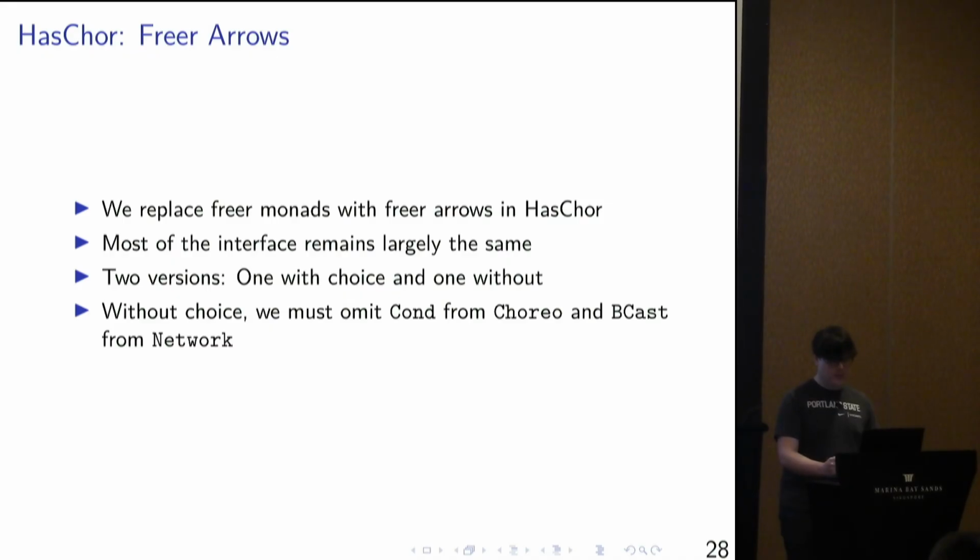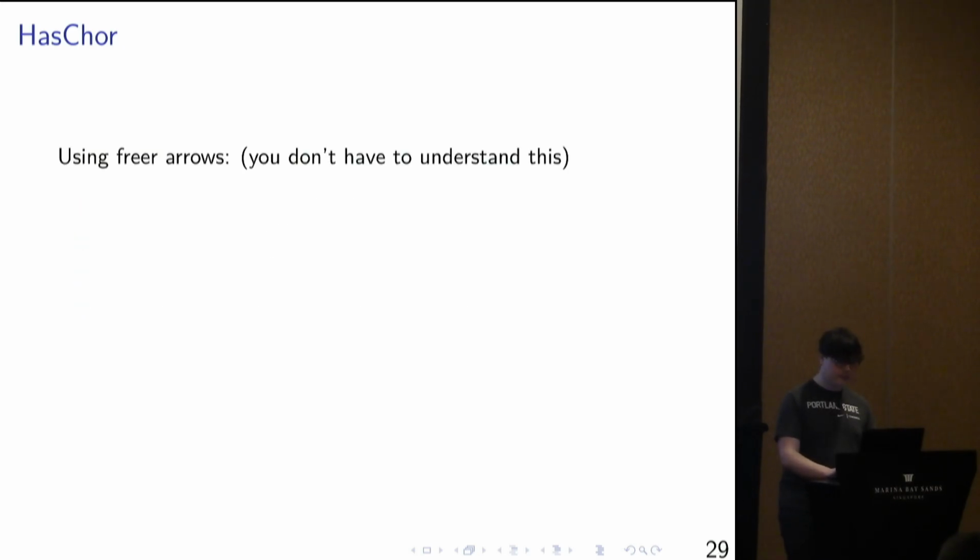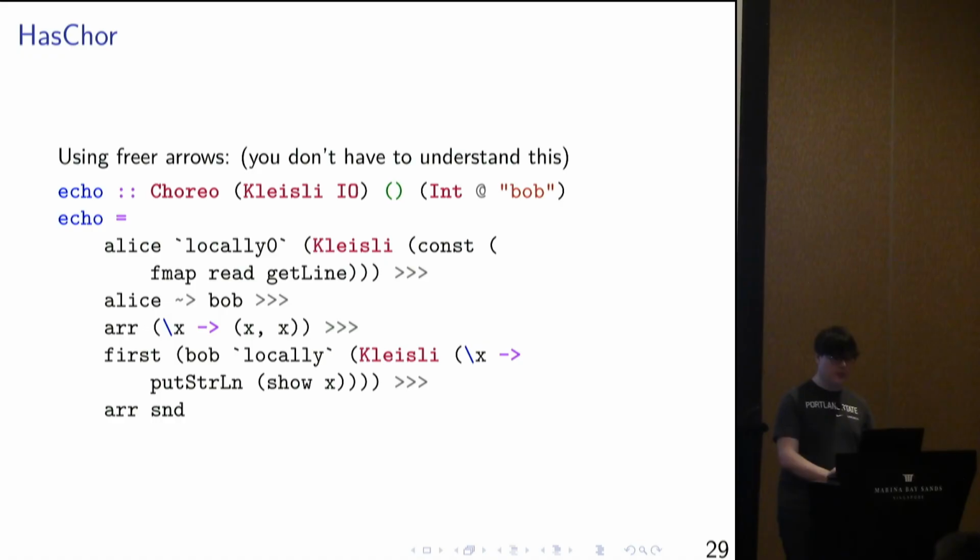Without choice, though, we don't want to be synchronizing branches because there are none. So we don't need the cond event or the broadcast event from choreo and network, respectively. So using Freer arrows, that echo example we wrote earlier would be written like this.